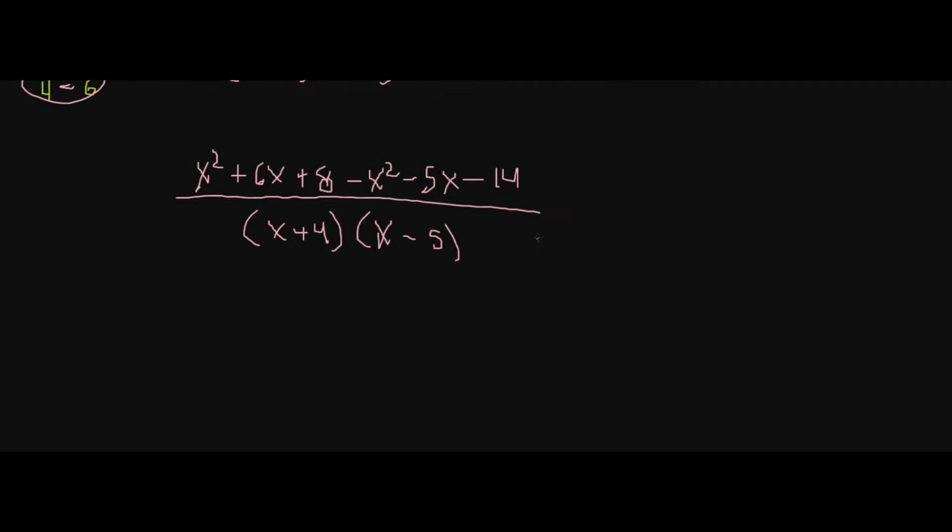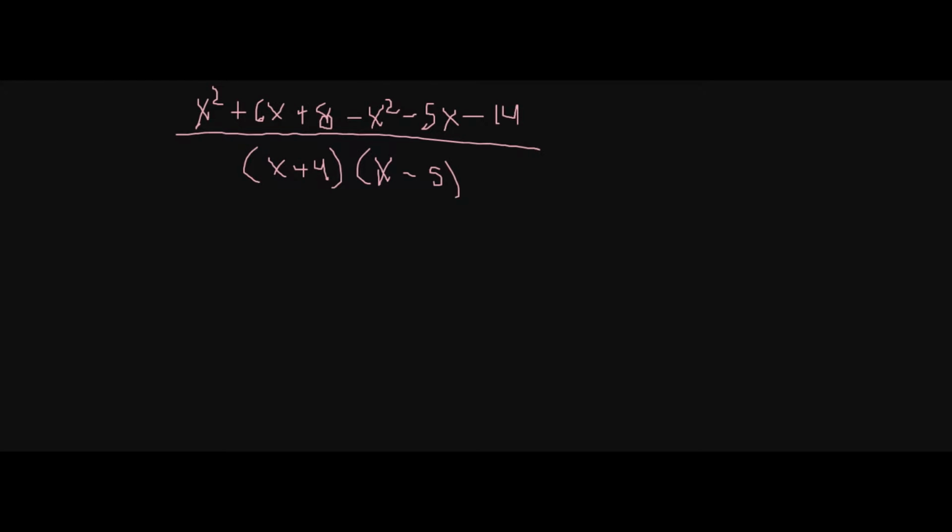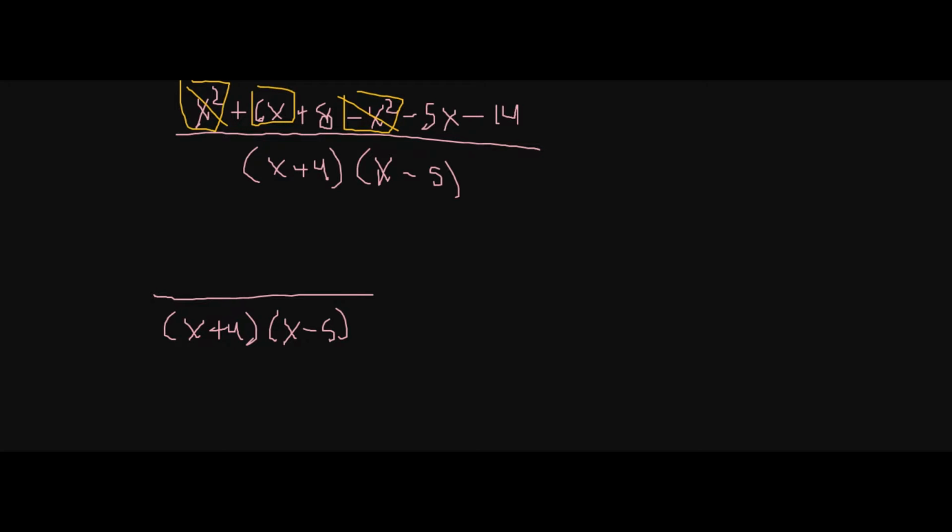Okay, now that we have that, well, let's just go ahead again and simplify. We have x squared and we have a minus x squared, so these are going to cancel. We have 6x minus 5x, so I'm going to get x, and we have 8 minus 14, right? So 8 minus 14, 8, 9, 10, 11, 12, 13, 14. So we're going to get x minus 6 on the top.